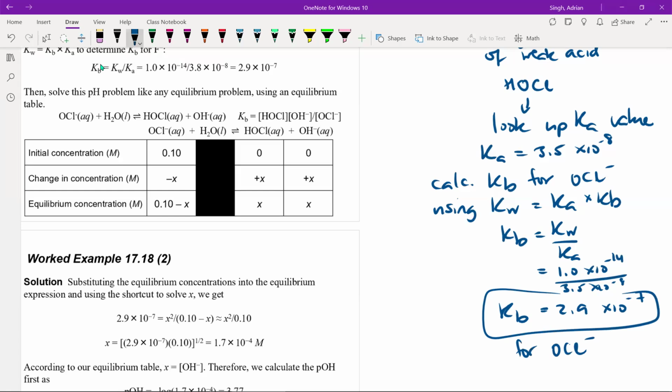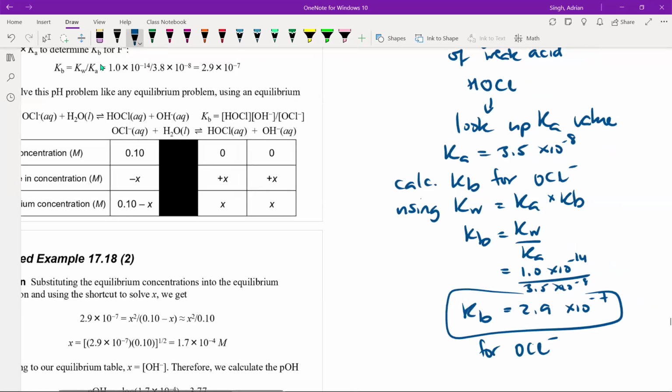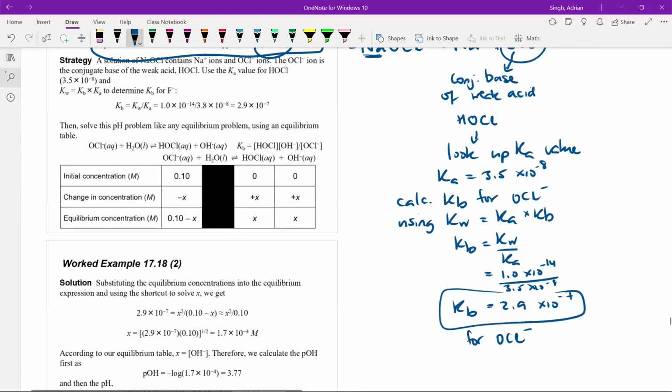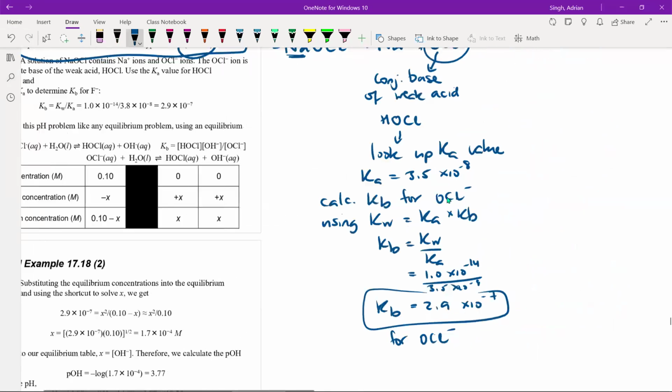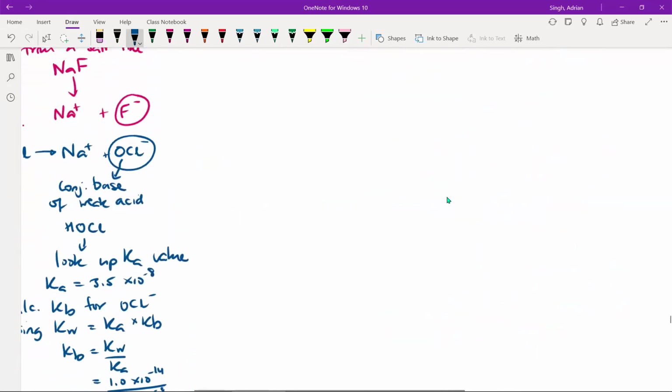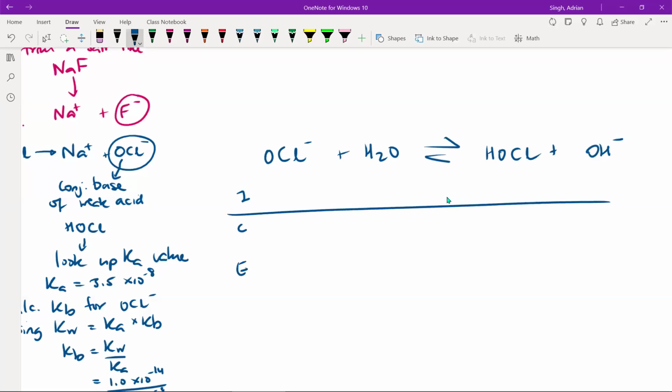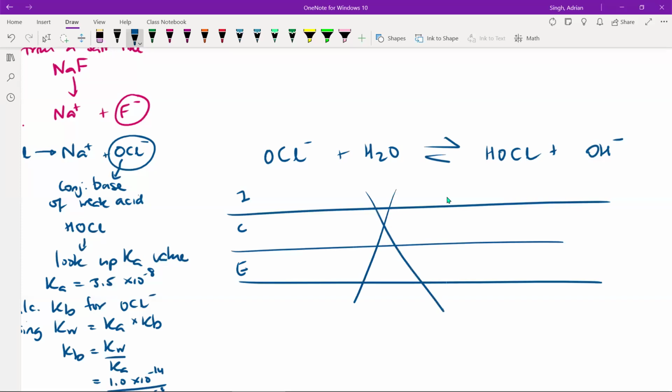And that is for the OCl minus. We can then go ahead and use our ICE table to compute that. So we have our OCl minus plus H2O reversibly producing HOCl plus OH minus. Initial, change, and equilibrium. Ignore the H2O.